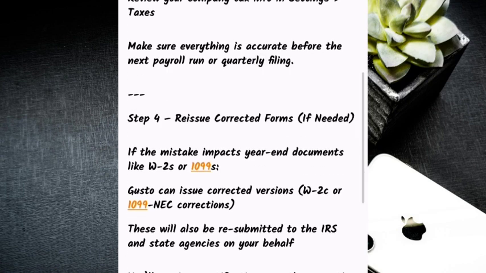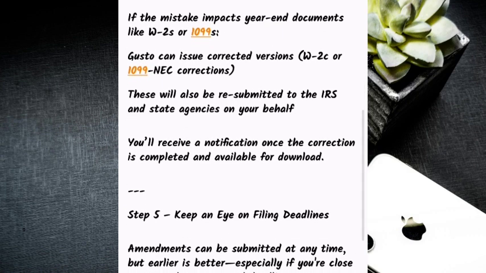Step 4, reissue corrected forms if needed. If the mistake impacts year-end documents like W-2s or 1099s, Gusto can issue corrected versions. These will also be resubmitted to the IRS and state agencies on your behalf. And you're going to receive a notification once the correction is completed and available for download.